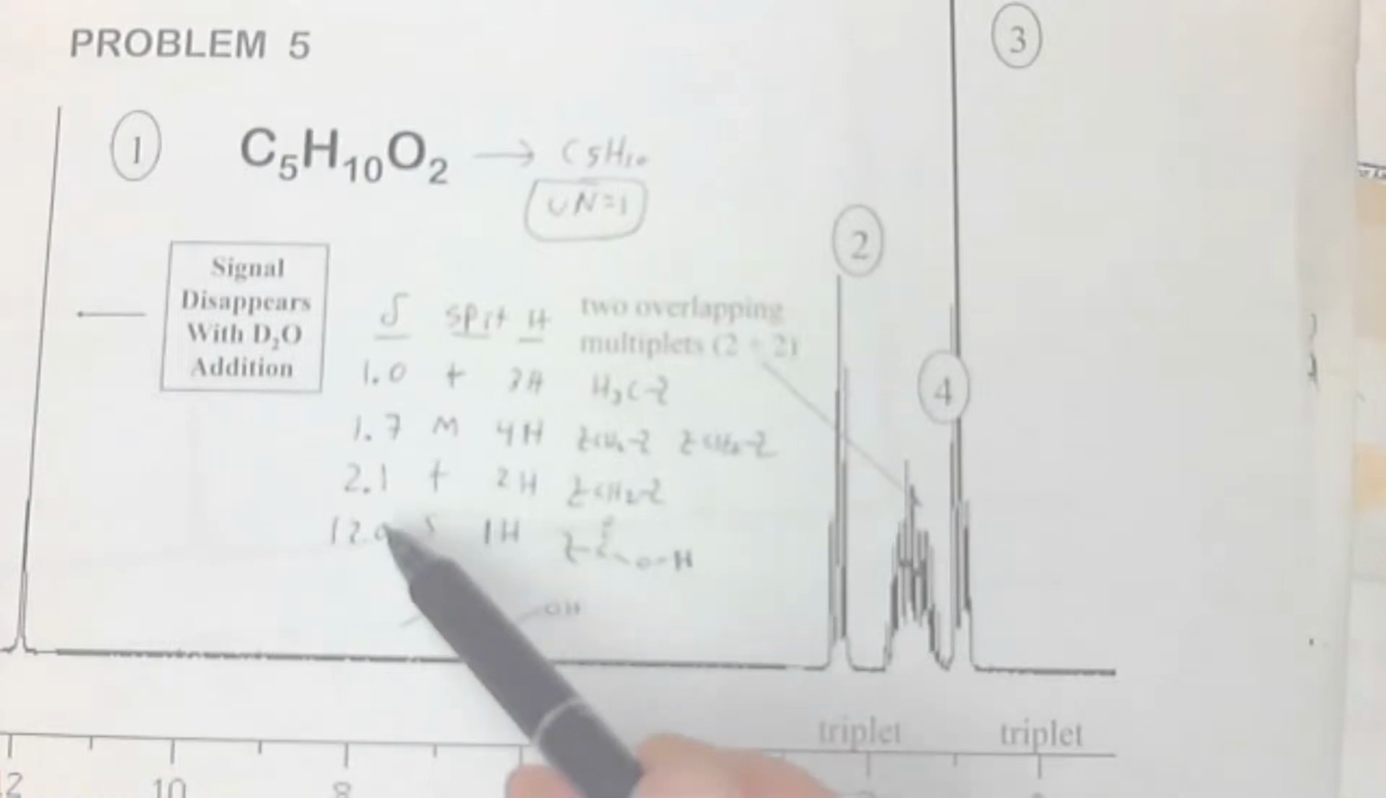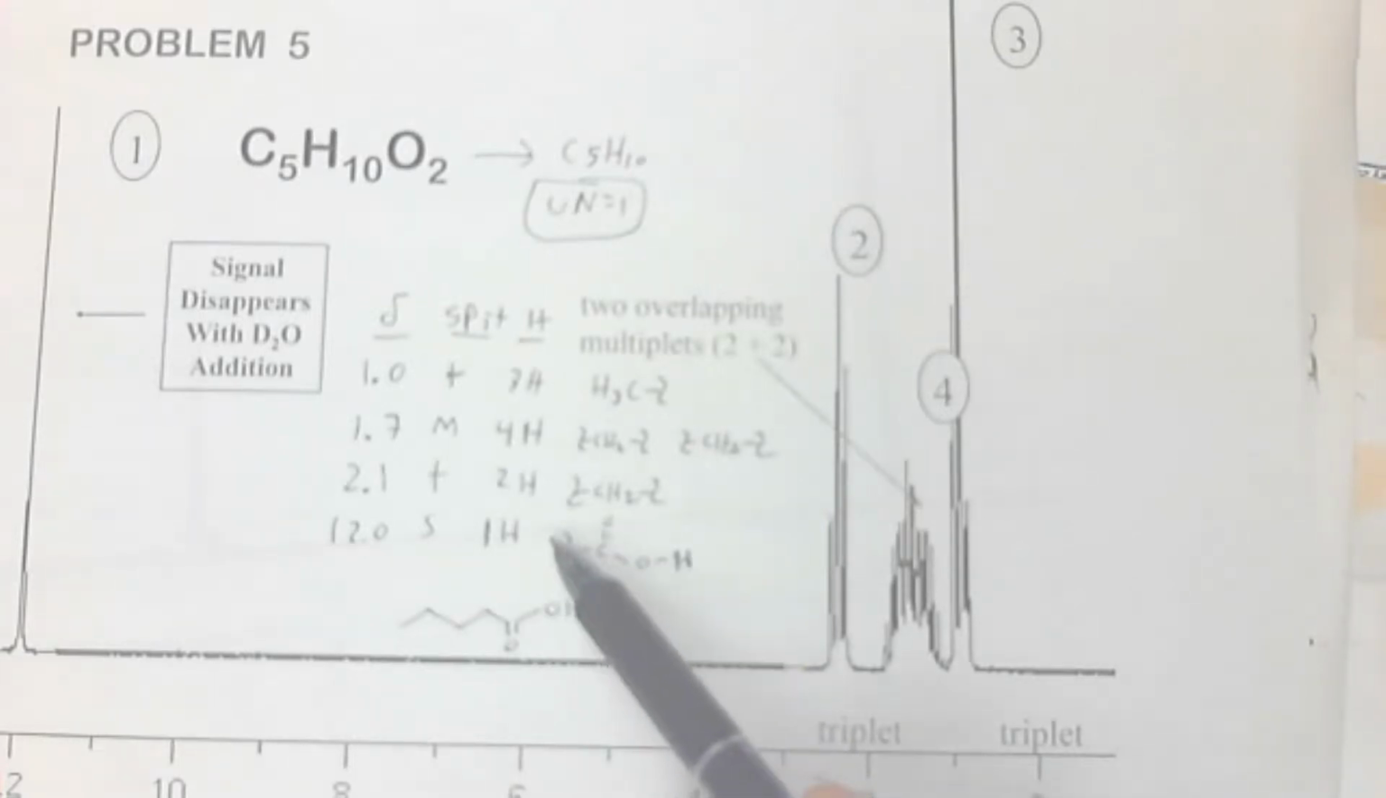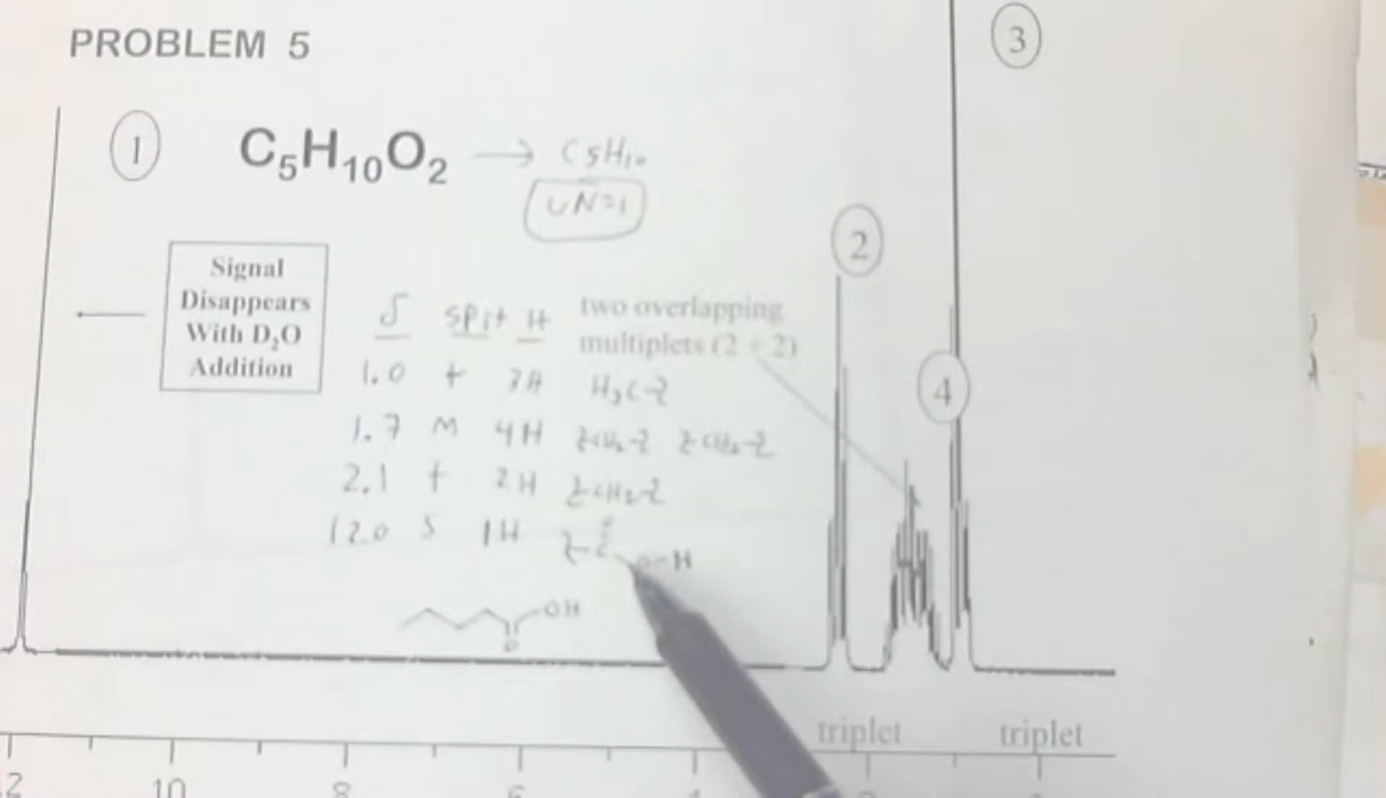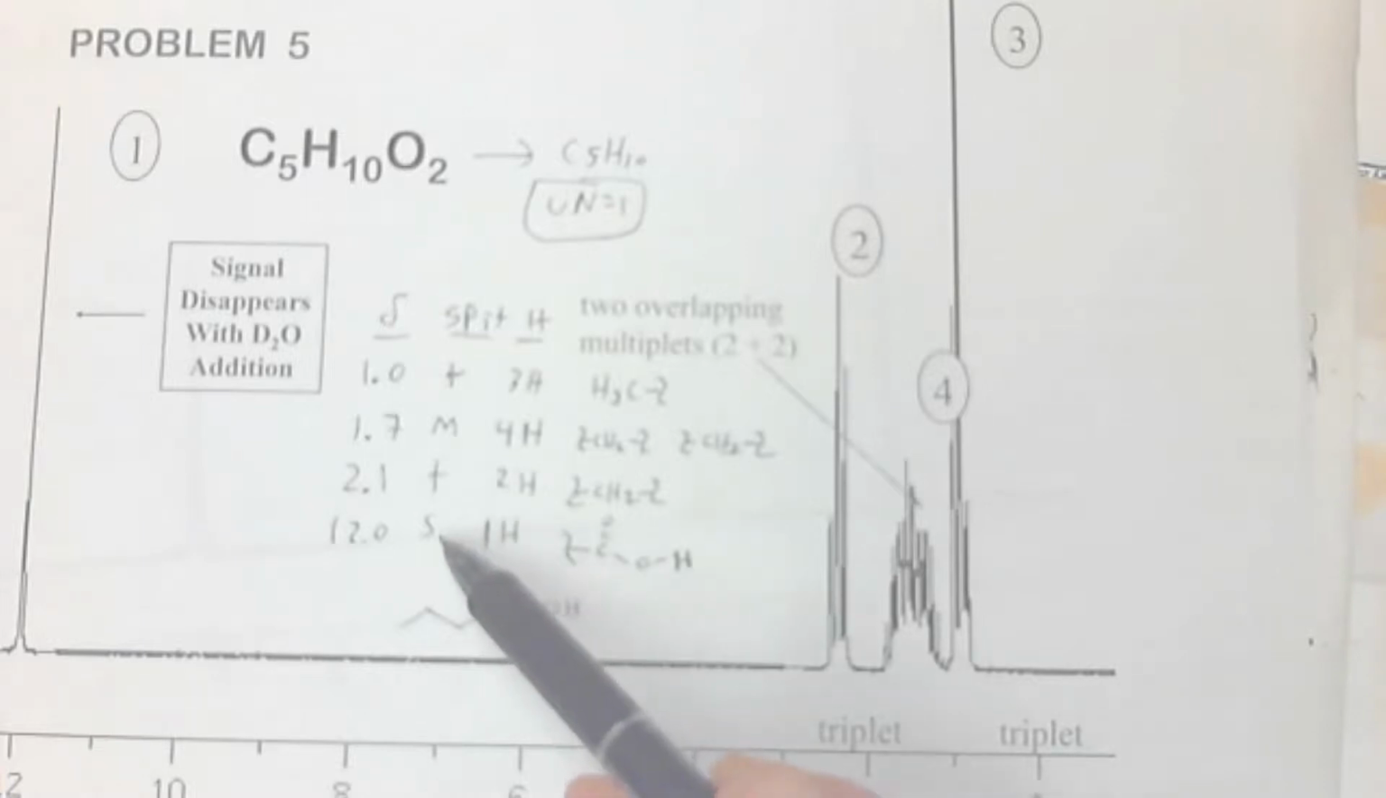What about the carboxylic acid's weird? Well, it's not that weird. Why is it a singlet? Because there are no neighbors. This cannot see the neighbors on the other side, right? The neighbors are too far away. Okay. Yeah, cool. That's why that's a singlet, right?